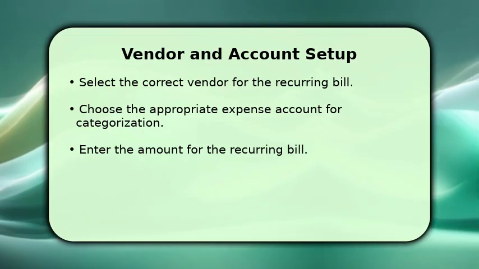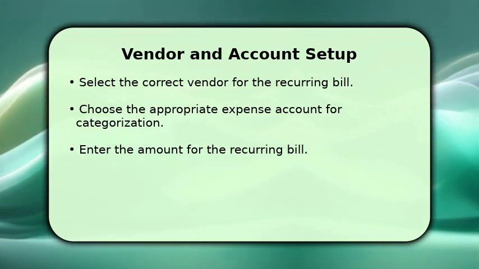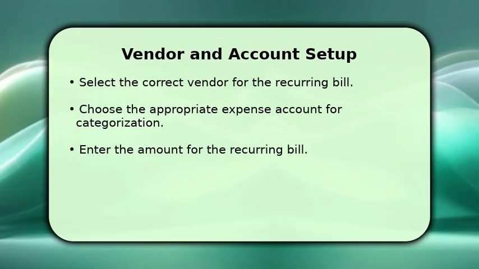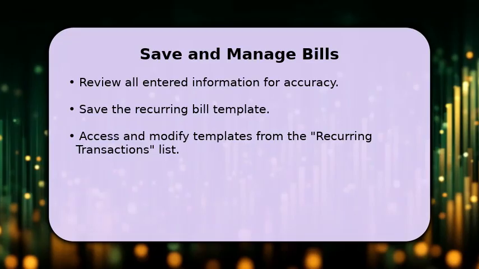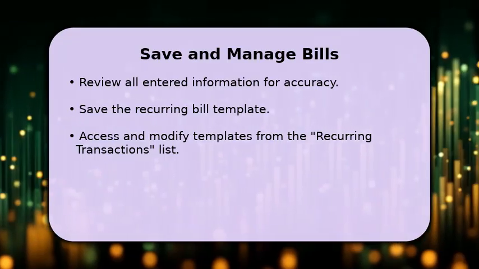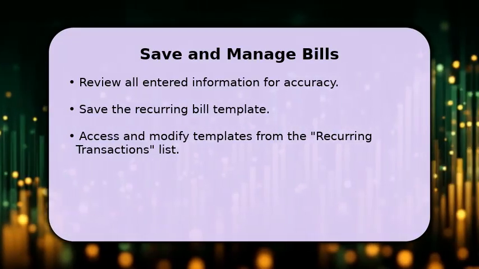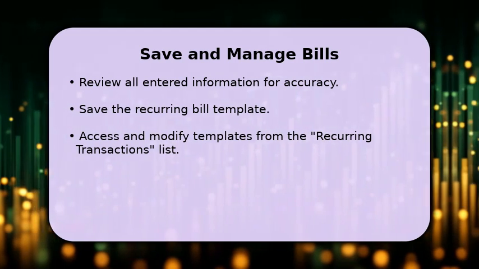Accurately enter the amount of the recurring bill. You can also add a memo for any additional details or notes you might need for future reference. Before finalizing, take a moment to review all the information you've entered to ensure accuracy. Double-check the vendor, amount, and schedule.